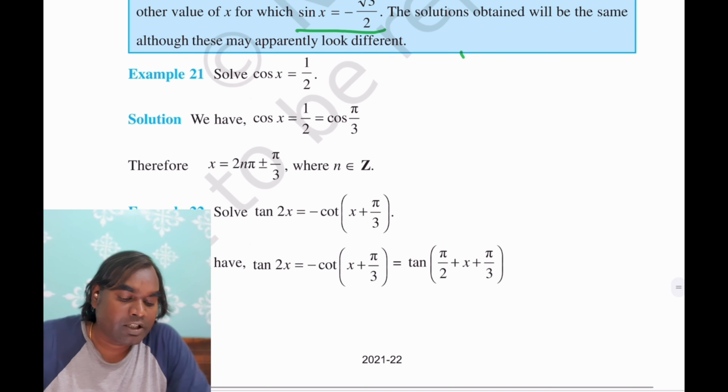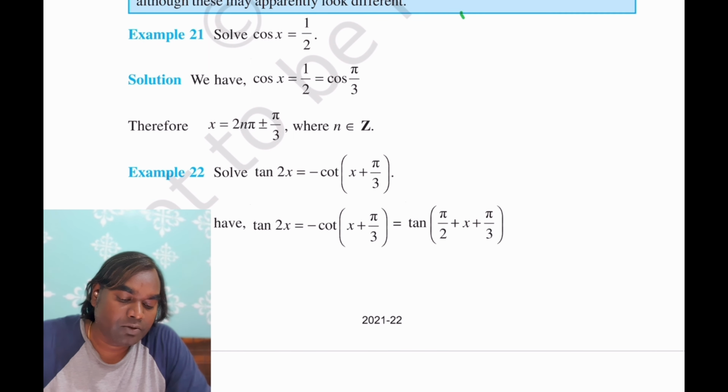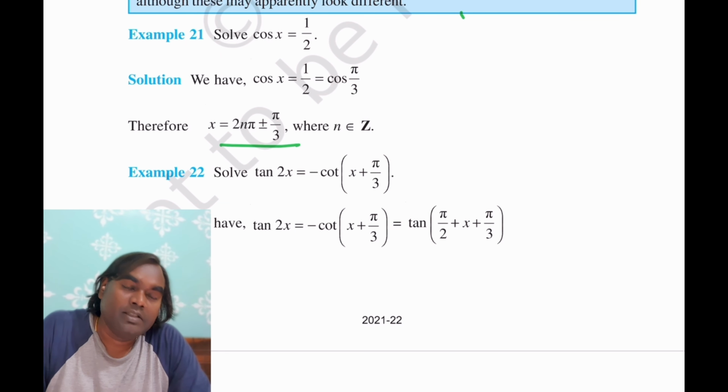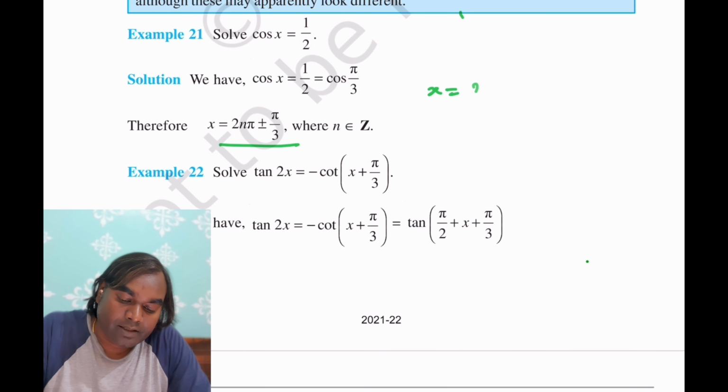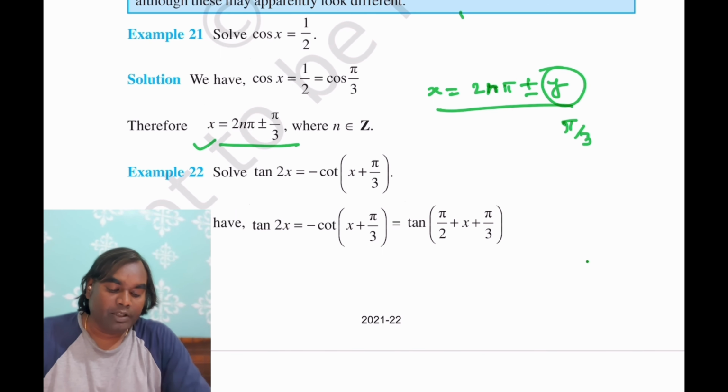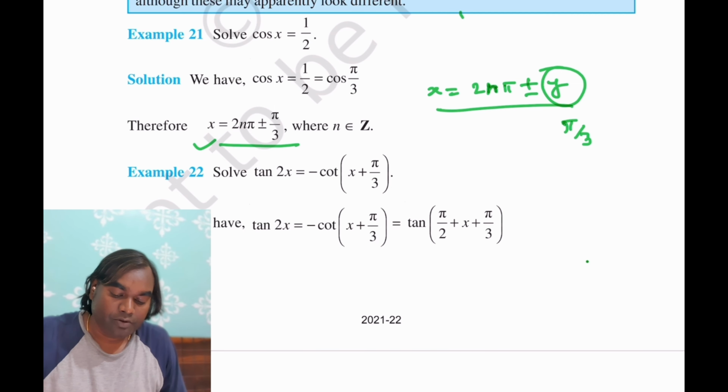Now example 21, solve cos x is equal to 1 by 2. We know that x is equal to pi by 3. But we want to get the general solution, so that's why we will keep 2n pi plus minus pi by 3, by the relation x is equal to 2n pi plus minus y. So after substituting y is equal to pi by 3, we get the general solution. Similarly, we can solve example number 22.